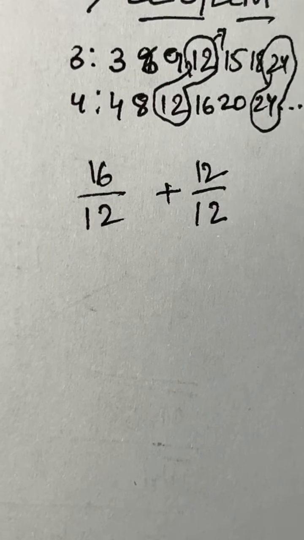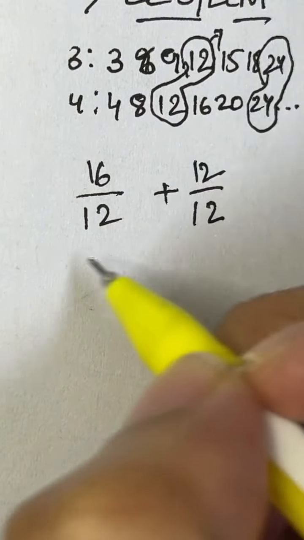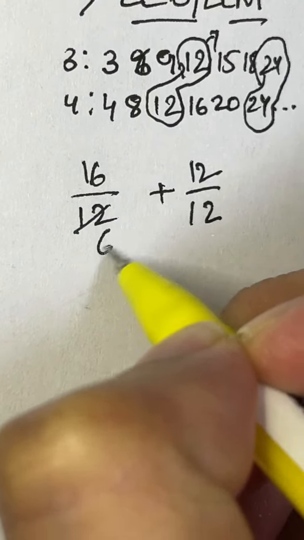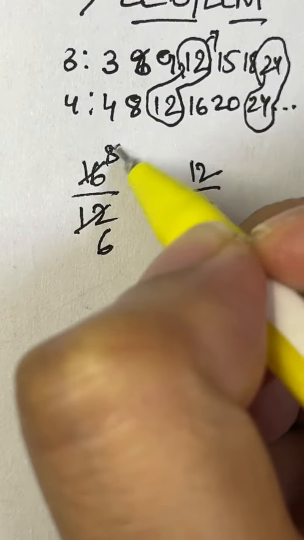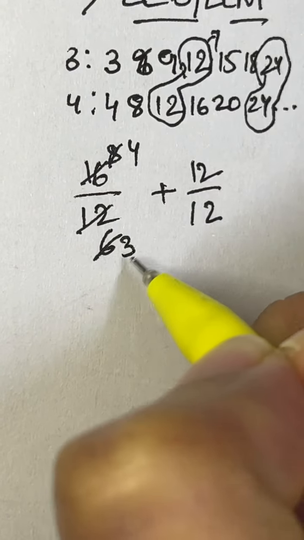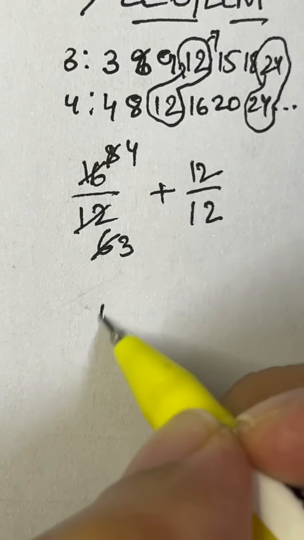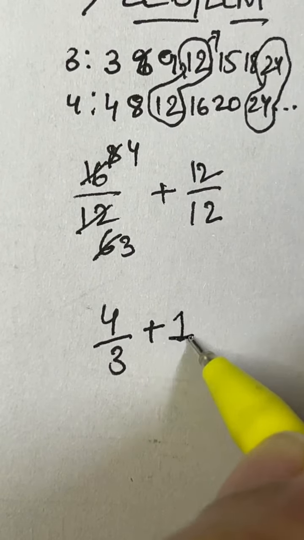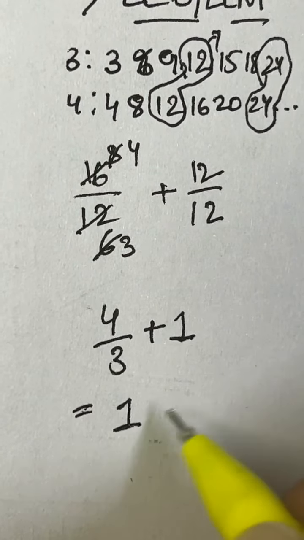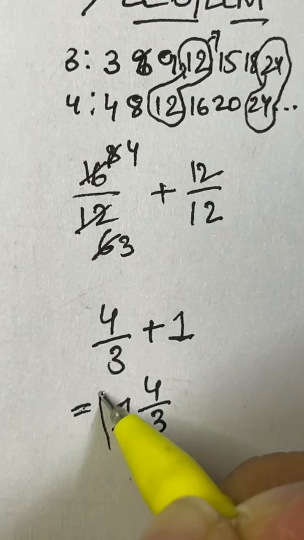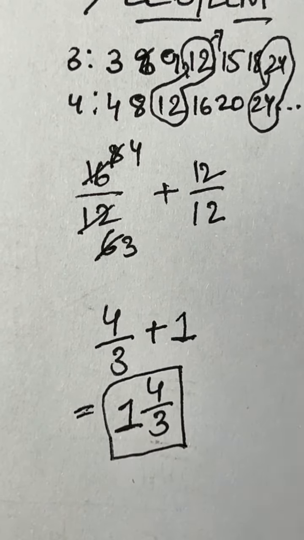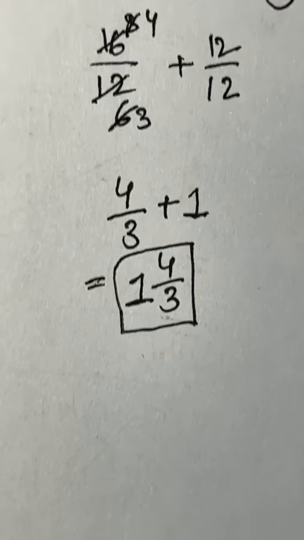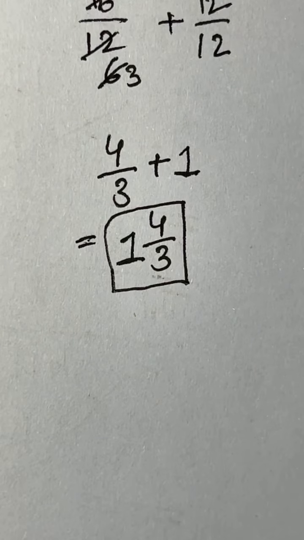You can simplify here itself. See, 2 times 6 is 12, 2 eights are 16, 2 fours are 8, 2 threes are 6. So you have 4/3. And 12/12 is 1 whole. So you can write it as a mixed number, 1 1/3. And you can even convert the mixed number to an improper fraction. So that's your answer.